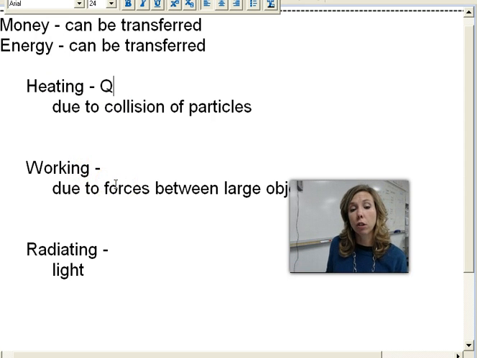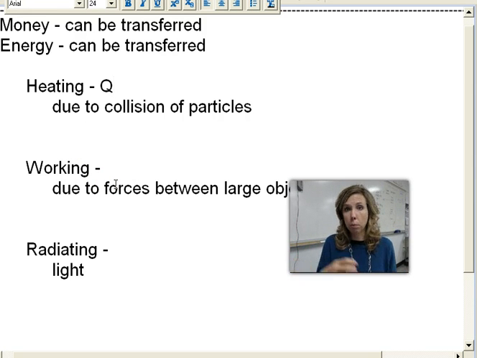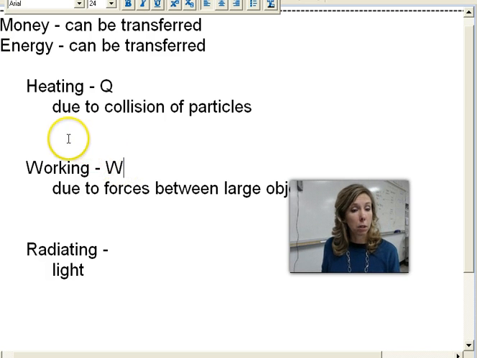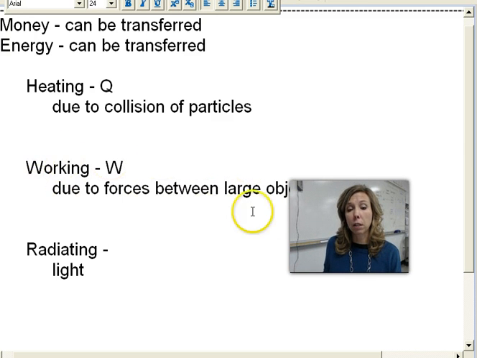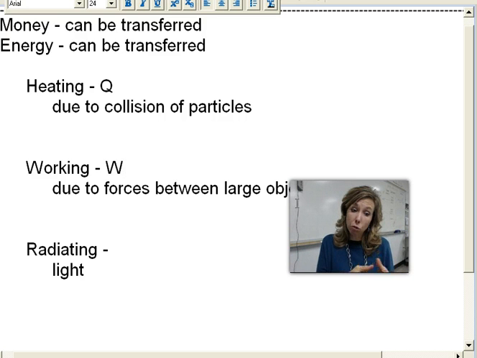Working involves forces between large objects, not at the particle level, particles hitting each other, but large objects, large cars moving, or you yourself picking up a box and moving it to another place. And the abbreviation for that is a W. And I'm going to be completely honest here, I'm bringing this up because you need to be aware that it is a way that energy gets transferred. This is a physics topic. So for those of you that plan on taking physics or are thinking about it, this is a big topic of how energy gets transferred in physics, because physics is a part of science where we look at big object interactions versus chemistry where we're looking at particle interactions within the objects.